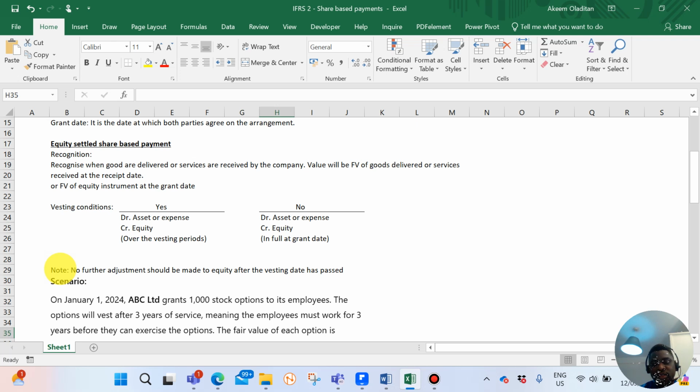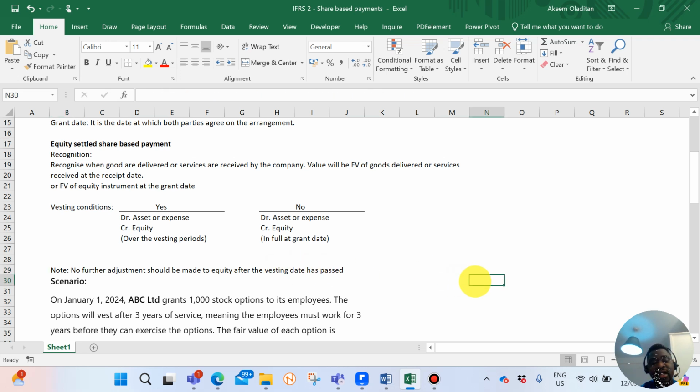Then there's also a note, a caveat from the standard. It says that once the vesting date has passed, no further adjustment should be made to equity after the vesting date has passed. That can happen in the instance of, say, the option has not been fully exercised at the vesting date. Even if that happens, the standard says that no further adjustment should be made to equity. So that's what we need to know.